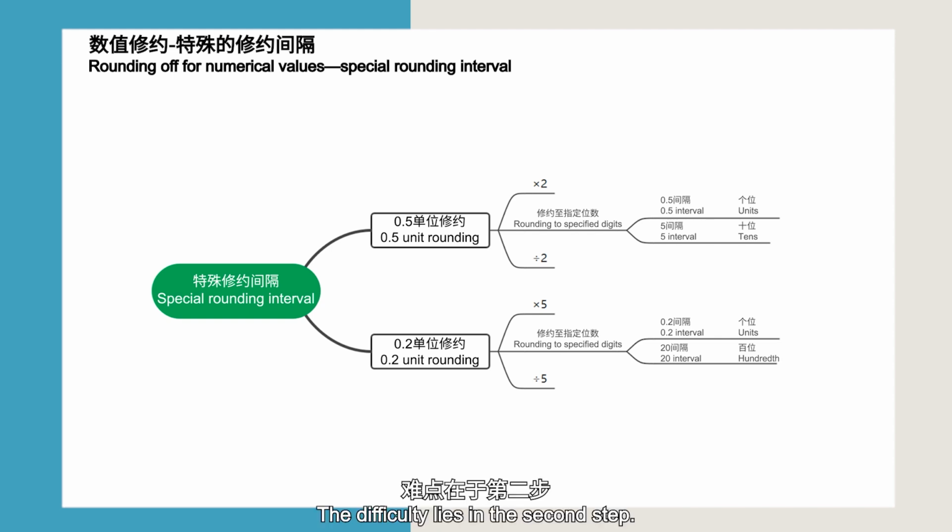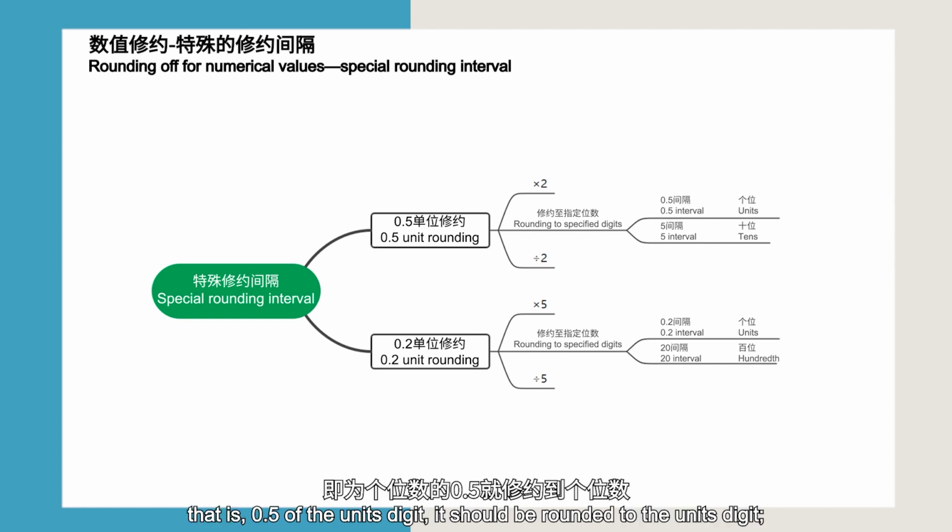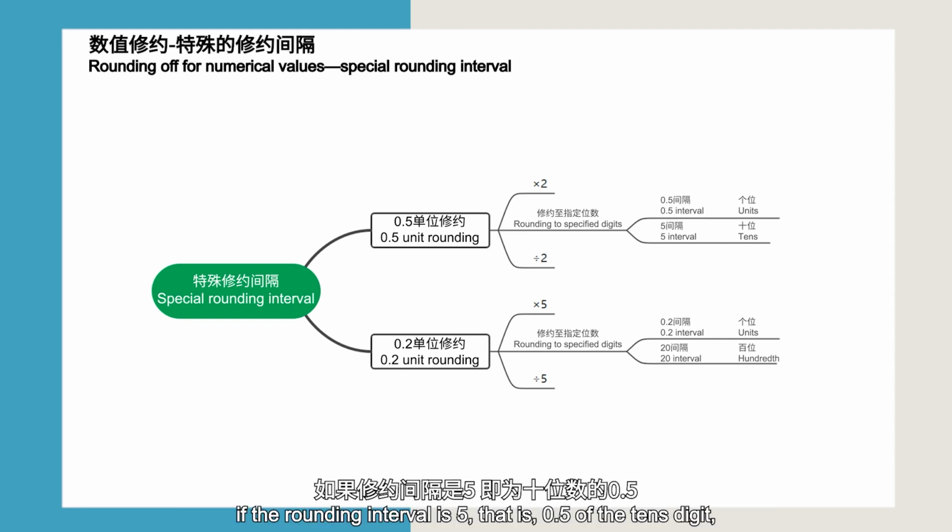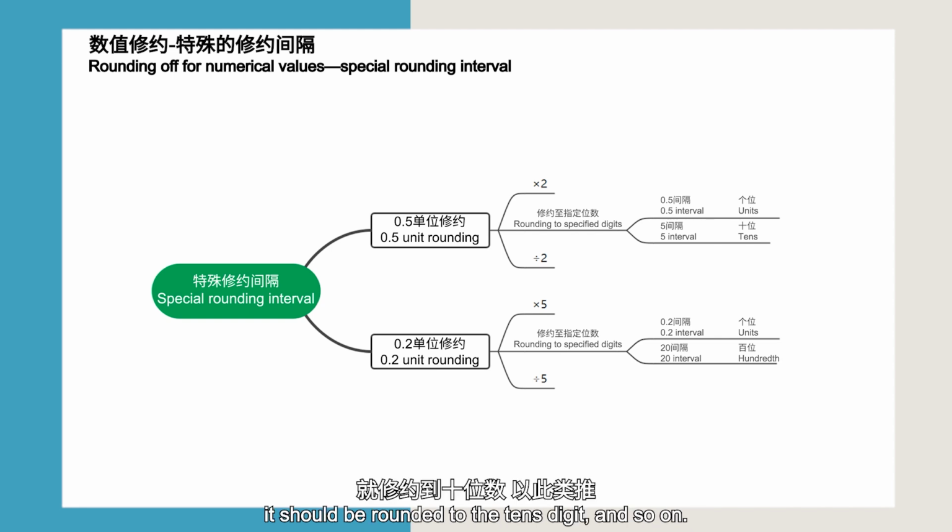The difficulty lies in the second step. That is, what is the specified digit of rounding? Please think carefully. If the rounding interval is 0.5, that is 0.5 of the unit's digit, it should be rounded to the unit's digit. If the rounding interval is 5, that is 0.5 of the tens digit, it should be rounded to the tens digit, and so on.